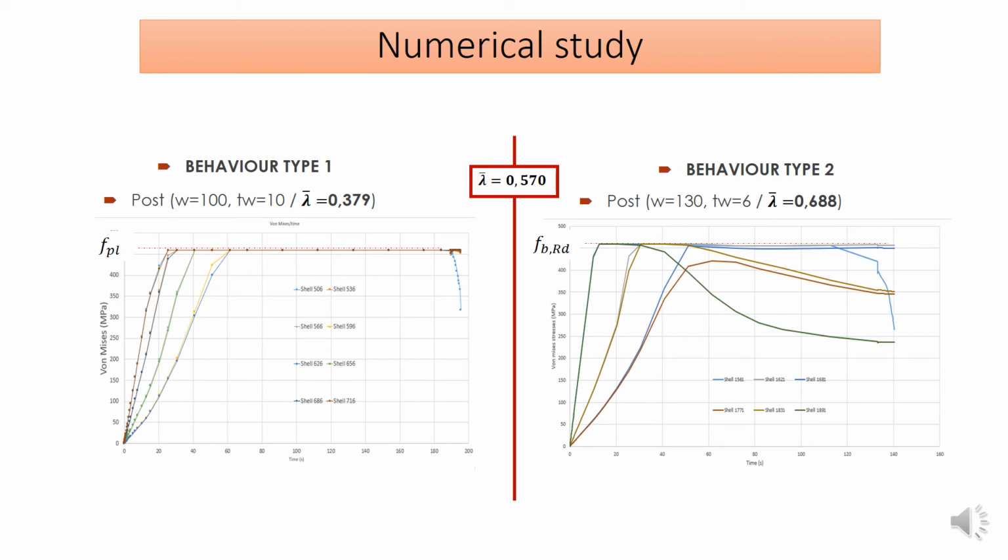If we look at the stress distribution, it confirms that the model at the left reaches the plastic hinge, whereas the second model fails due to instability. After many calculations, we could see that the limit between both behaviors, plastic and instability, is for a reduced slenderness around 0.57.